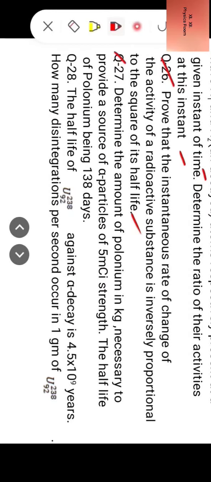Question number 27. Determine the amount of polonium in kgs necessary to provide a source of alpha particles of 5 millicurie strength. The half-life of polonium being 138 days. Question number 28. The half-life of uranium-238-92 against alpha decay is 4.5 into 10 raised to power 9 years. How many disintegrations per second occur in 1 gram of uranium-238-92?